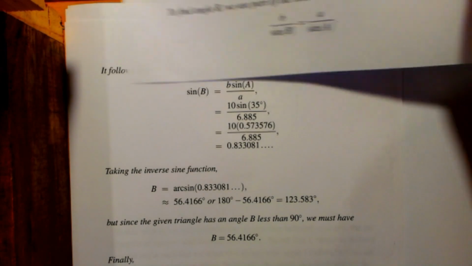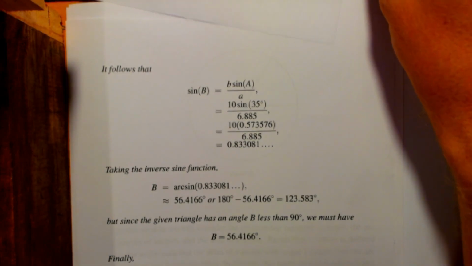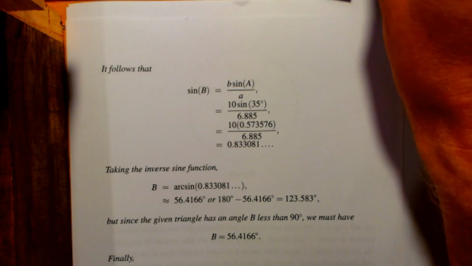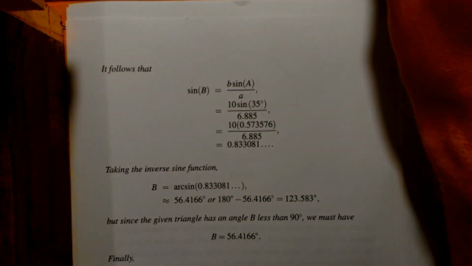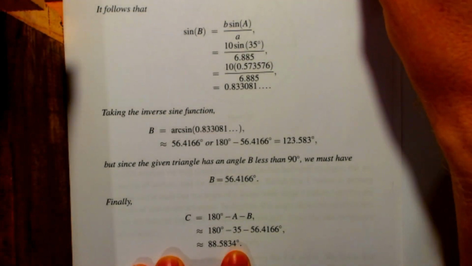Okay, finally from that, we can work out our third angle. C is 180 minus A minus B, and we get 88.5834 degrees. Okay, so we now have all side lengths and we have all interior angles.